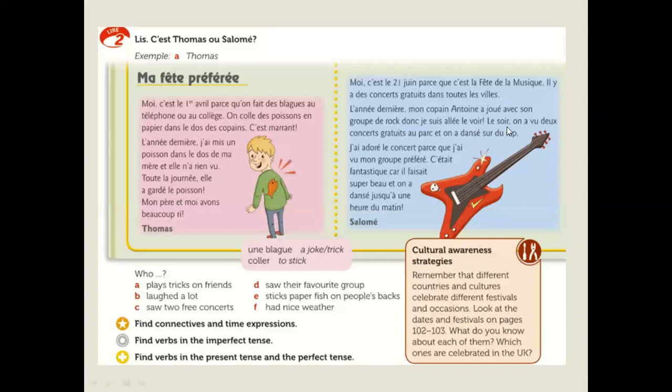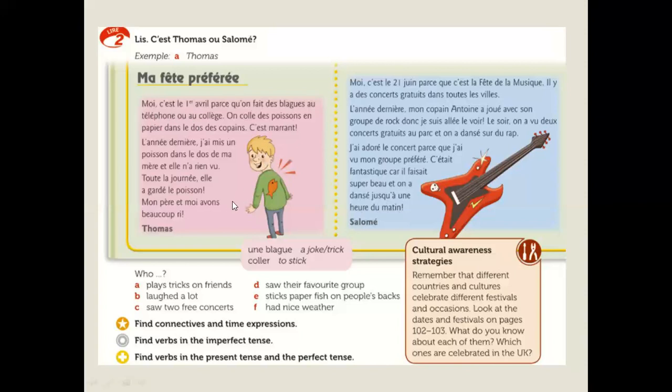Then you had le soir, which is a time phrase. It means in the evening. Then again, you had parce que, because. You had car, for, too, a connective. And jusqu'à 1h du matin, until 1 a.m. That's a time expression. Then you had to find the verbs in the imperfect tense.